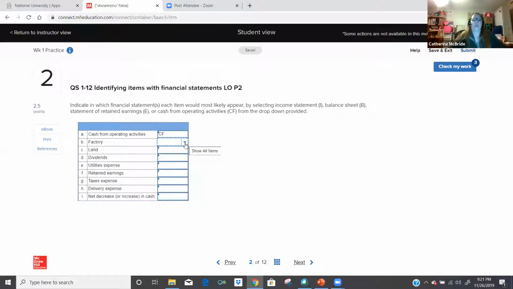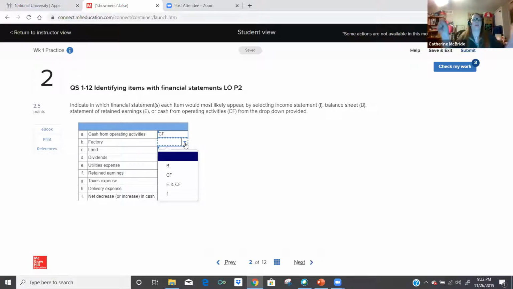Okay, factory. So what type of account is factory? Factory is an asset. An asset is something that we have that's going to provide a future benefit for us. So just like a car is your asset, factory is an asset. So which financial statement do you think an asset goes on? The balance sheet, the cash flow statement, the equity statement, or the income statement?